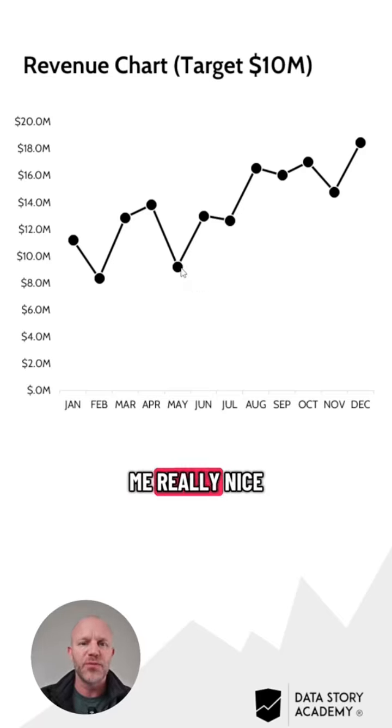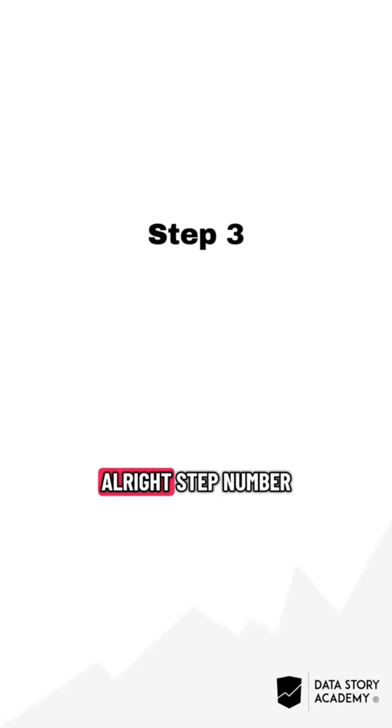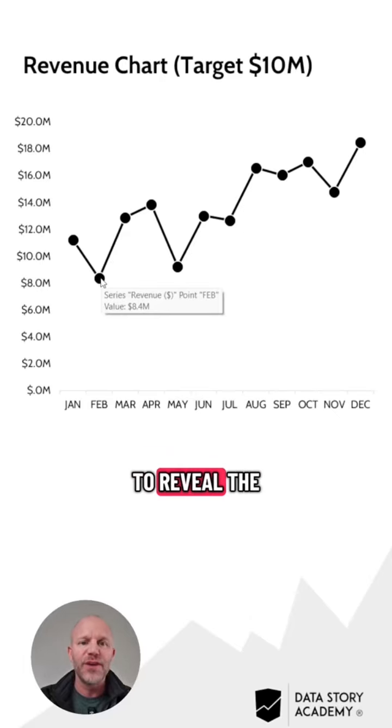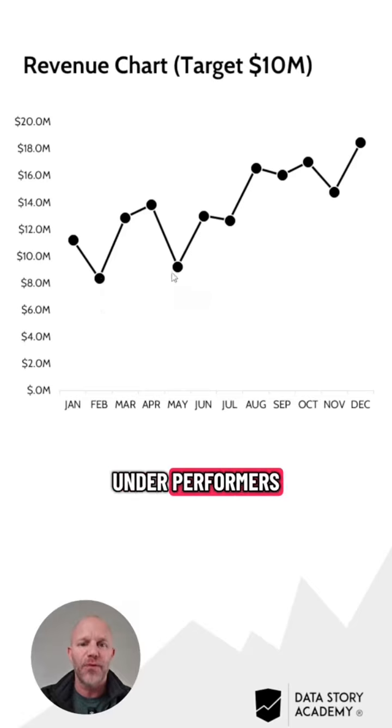And this gives me really nice data points within my visual that I can roll over and see extra information on. All right, step number 3. I'm actually going to reveal the value for the underperformers. And if I roll over, I can see 2 of these months are under our 10 million target.